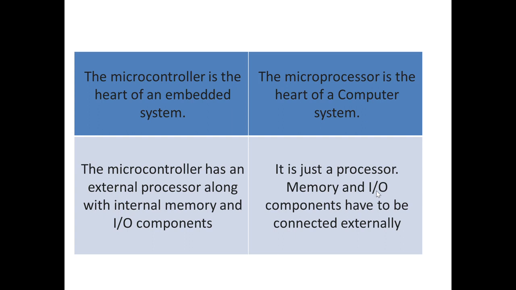A microcontroller has a processor along with internal memory and I/O components, whereas a microprocessor is just a processor. Memory and I/O components have to be connected externally. Memory means hard disk, pen drive, CD player. These are all memory. And I/O components are like keyboard, mouse, monitor and all I/O devices. These are all connected to the processor externally, whereas in a microcontroller everything is inbuilt. So these are the main differences.